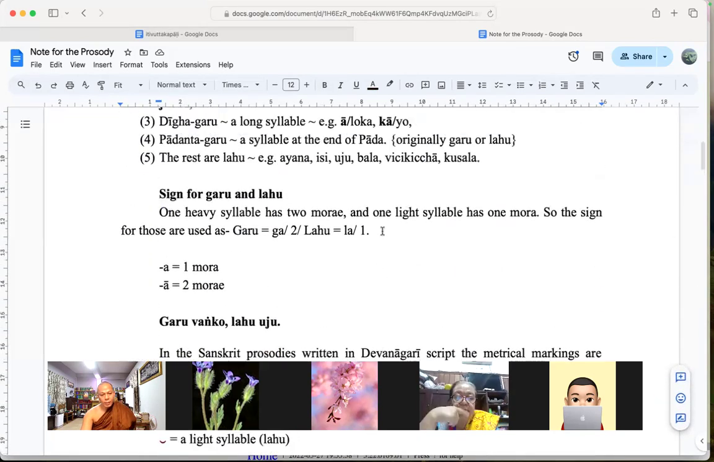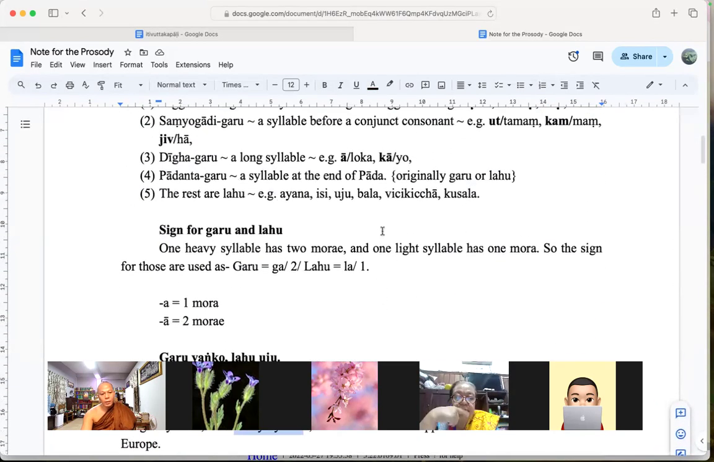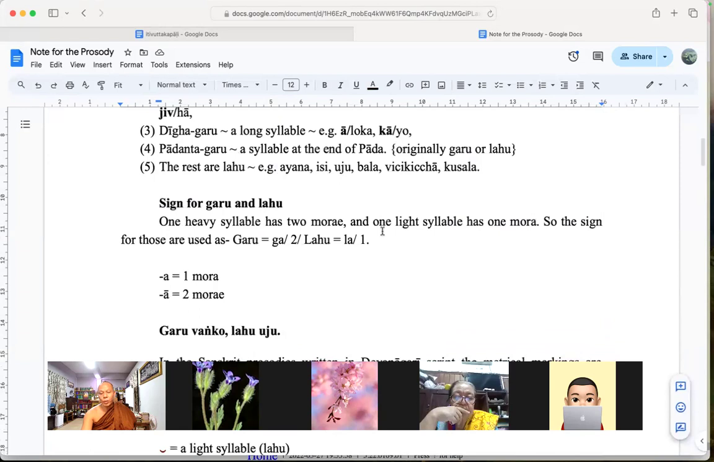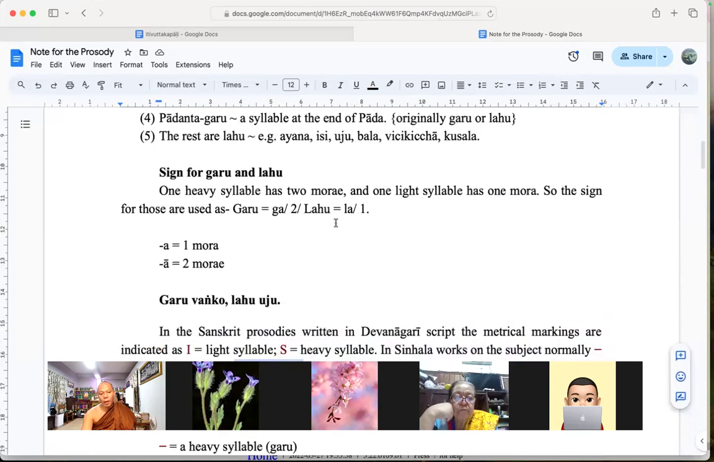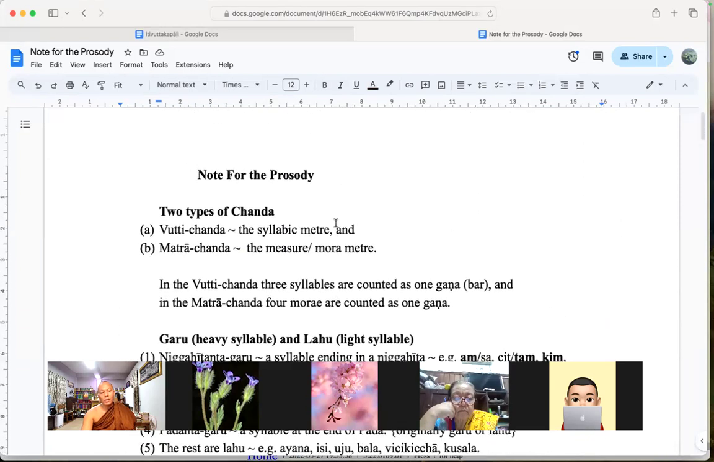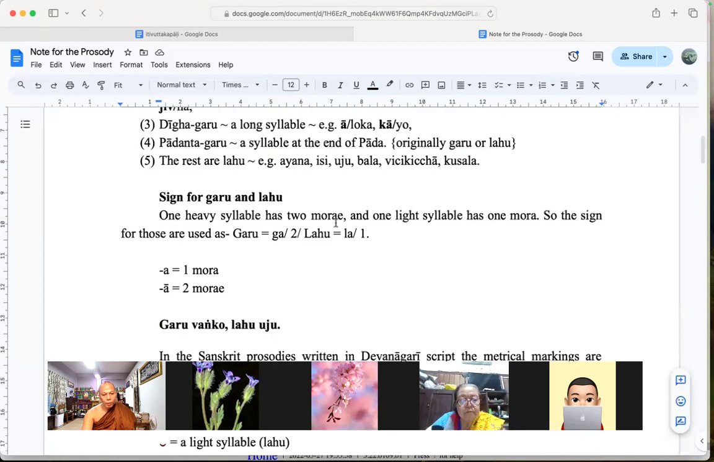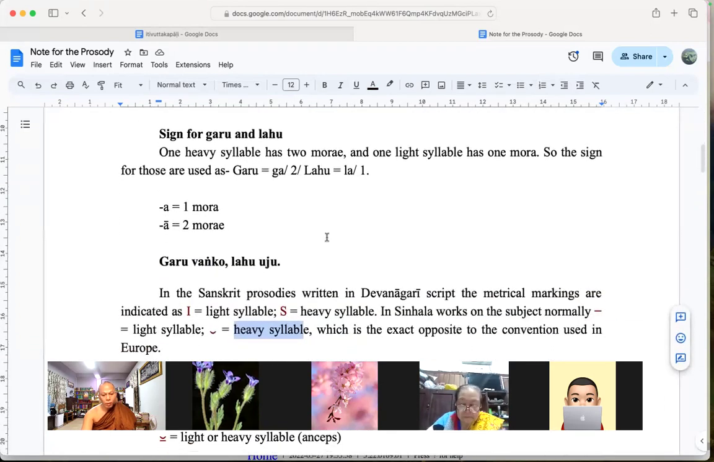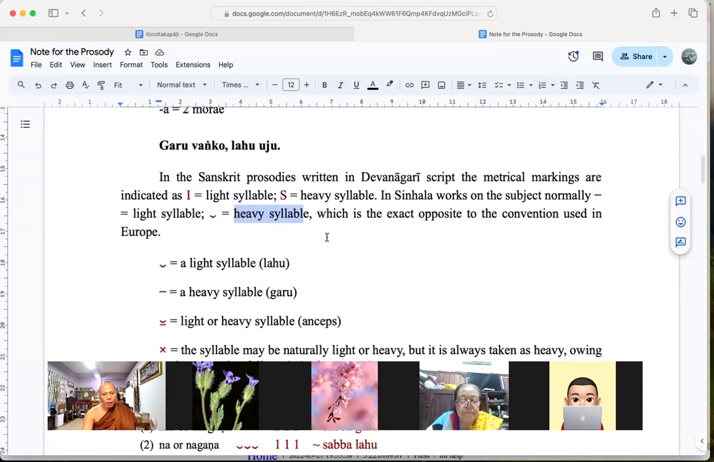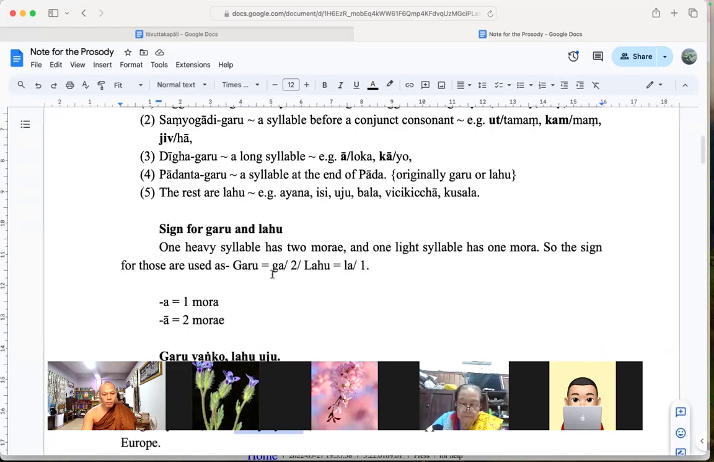Mostly in Myanmar also, we don't use the curved line or straight line. Instead of using that, we use a very simple way. What is it? Here we commonly use ga for the group, maybe number 2, and la for the lahu, maybe number 1. That is what we mostly use in Myanmar, instead of using those signs.